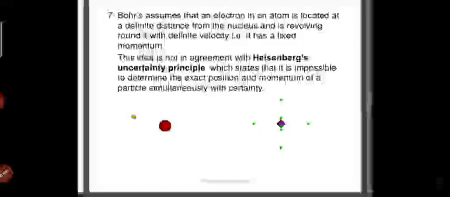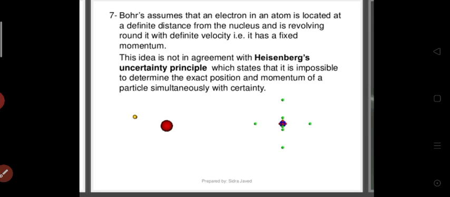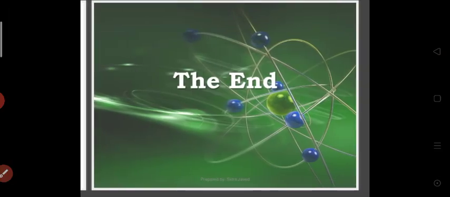Then Bohr assumed that the electron in an atom is located at a definite distance from the nucleus and is revolving around it with a definite velocity, that is, it has a fixed momentum. This idea is not in agreement with the Heisenberg uncertainty principle, which states that it is impossible to determine the exact position and momentum of a particle simultaneously with certainty. So these are the drawbacks of this Bohr atomic model.